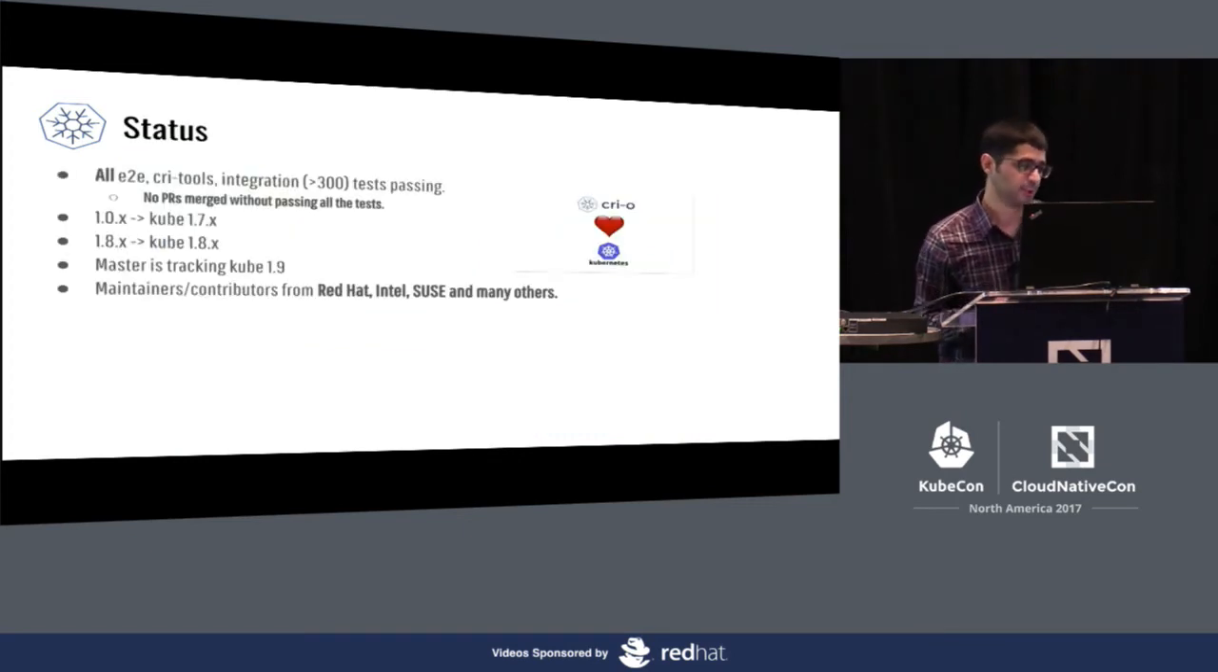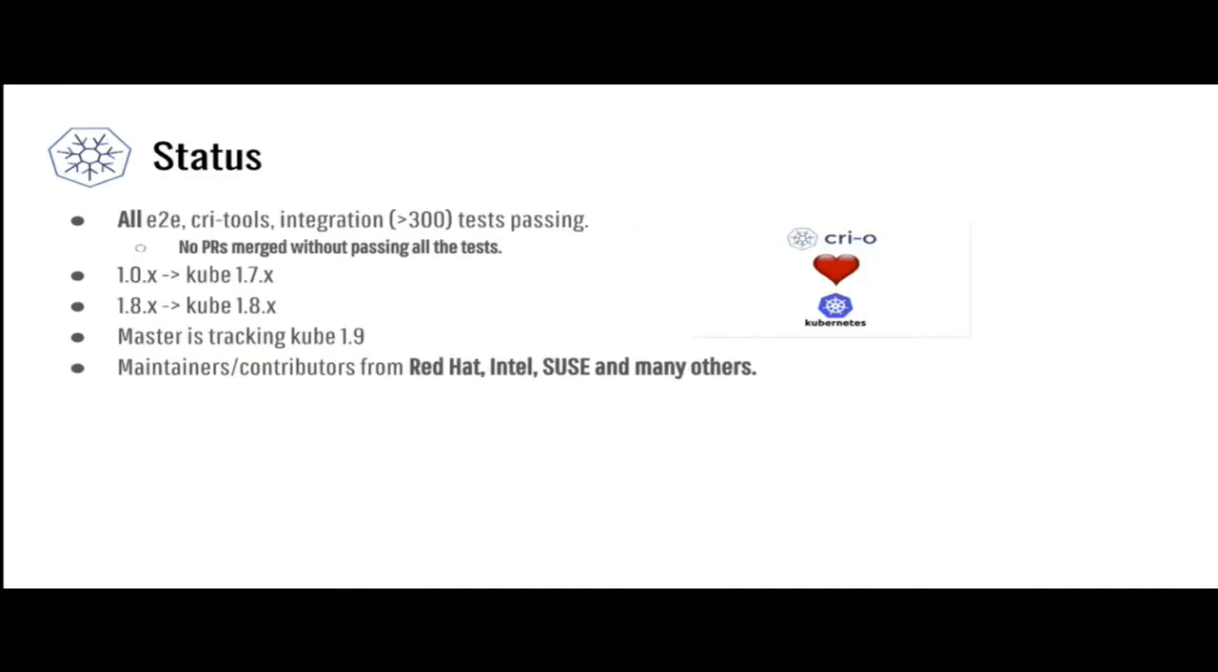So what's the status of the project? We pass all end-to-end tests, the CRI tools tests, and some 100-odd integration tests that we have added. So we're passing more than 300 tests on each pull request. We are dedicated to Kubernetes. No pull requests are merged without passing all of these tests.